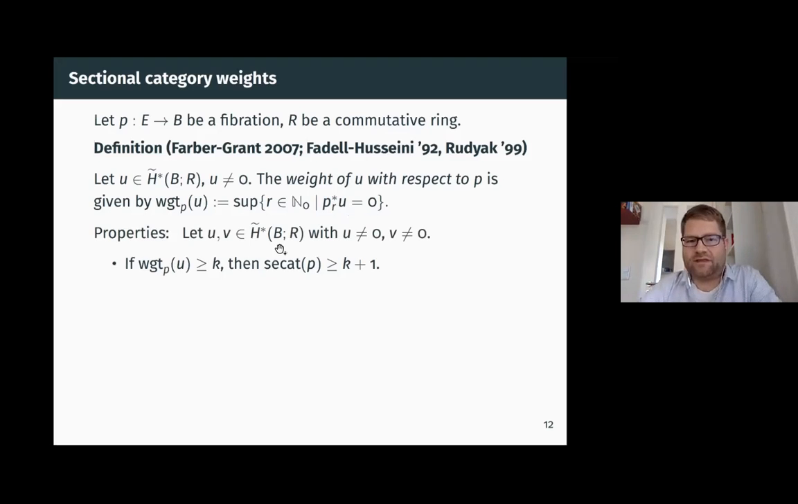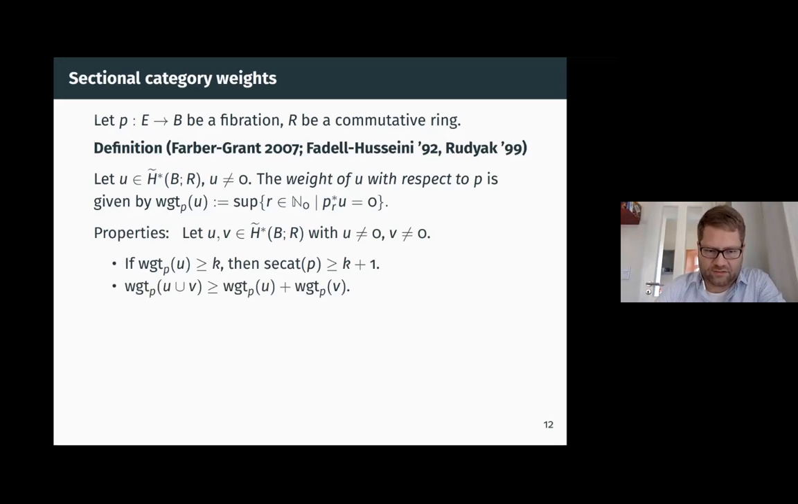Namely, let such classes be given. First of all, if we have a class u which has weight k or bigger with respect to the fibration, then its sectional category is k plus 1 or bigger, simply by this injectivity argument that I just gave. And the most important property for what we need next is that it is super-additive with respect to the cup product. So the weight of the cup product of two classes is bounded from below by the sum of the weights. This goes for every fibration, and this is very useful.